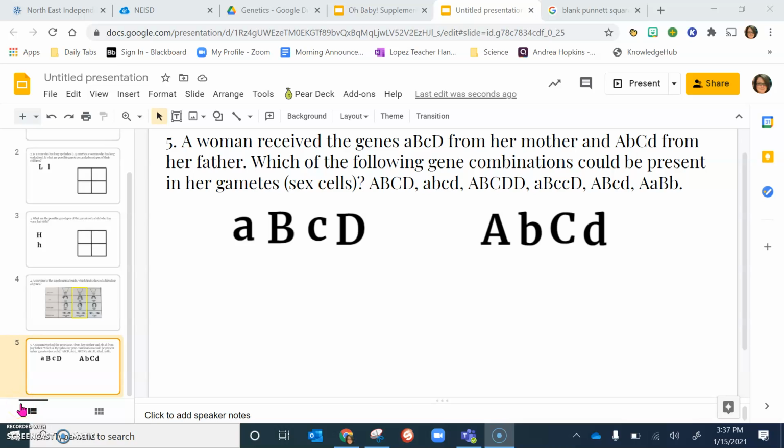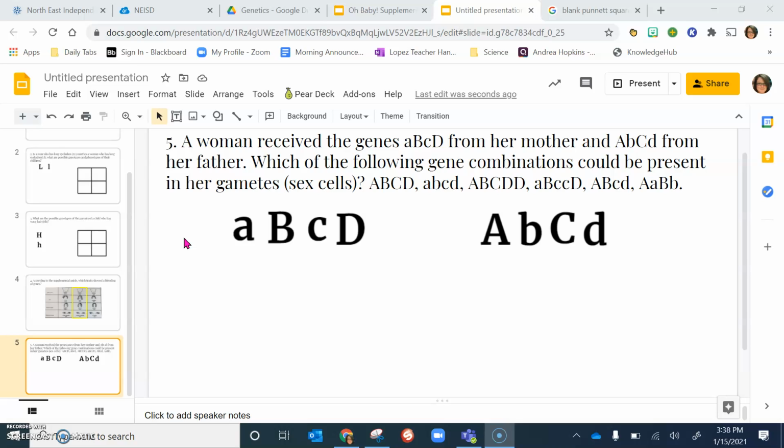Hi guys. So the number one question I've received is about number 5. So I wanted to go over it with you and show you exactly what you would consider. First and foremost, it's super important for you to remember that it's asking about gametes, and gametes is talking about the sex cells.